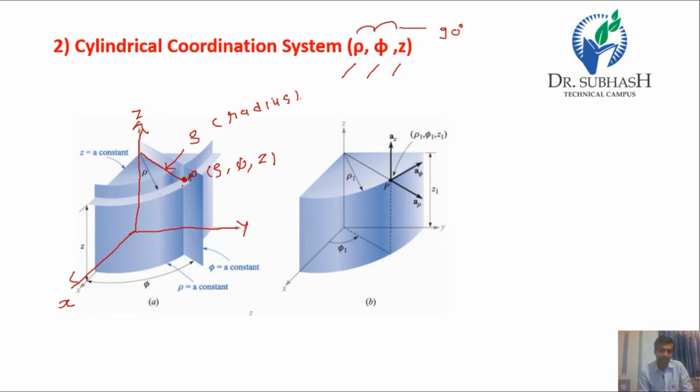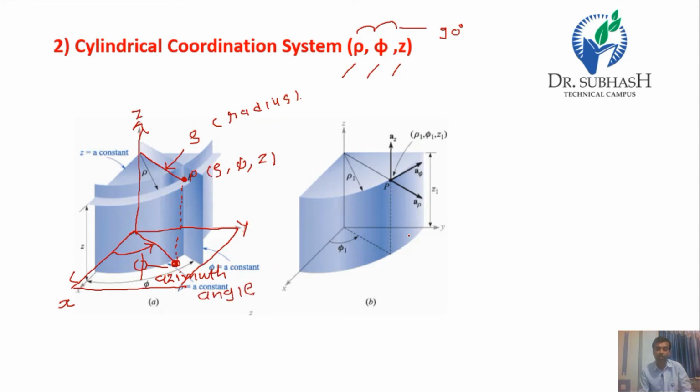If we take the projection of the point P on the xy plane, connect the projected point to the origin and take the angle starting from the x axis toward the y direction, then that angle is known as phi, which is also known as the azimuth angle.